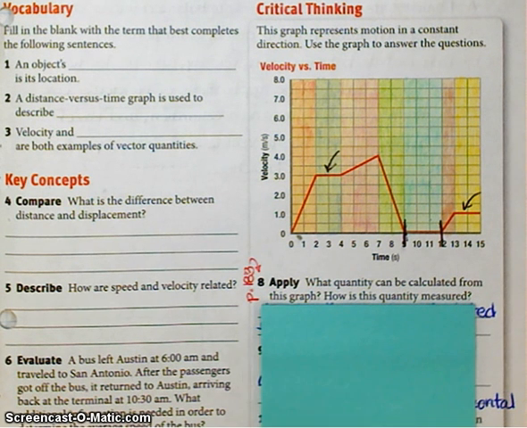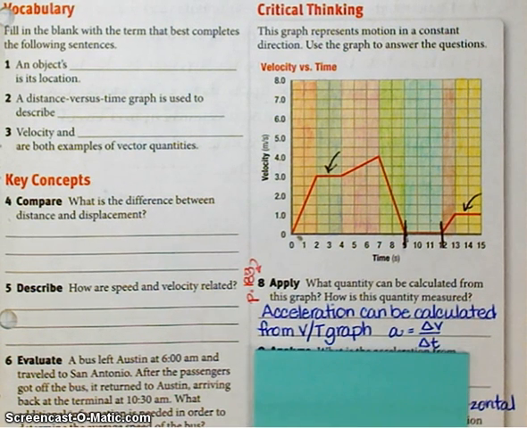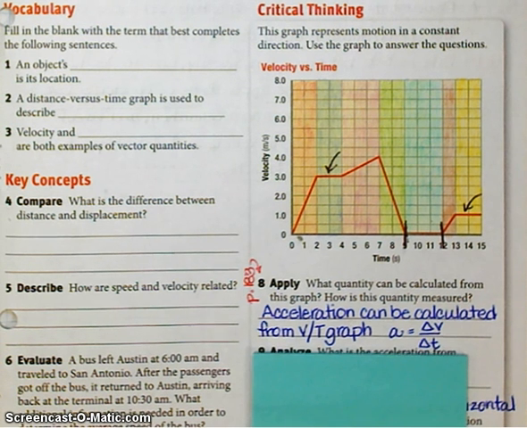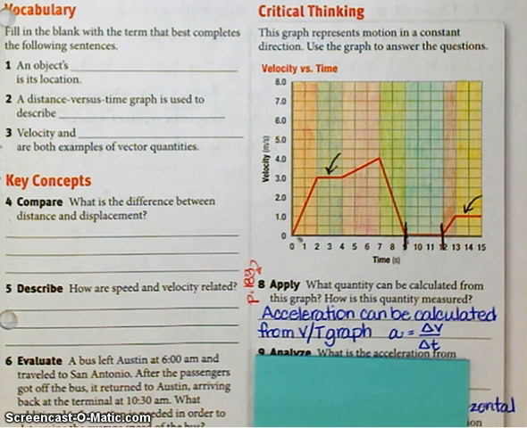All right, so I've kind of already answered some of the questions for you. What quantity can be calculated from this graph? A velocity versus time graph will allow you to calculate acceleration. Remember from further back in the lesson, a distance versus time graph will allow you to calculate velocity. All right, and because I'm just such a nice person, here we go. How is this quantity measured? Okay, so first of all, the first part of the question, what quantity can be calculated? Acceleration. And it can be calculated from a velocity versus time graph. How? By saying acceleration equals change in velocity divided by time.